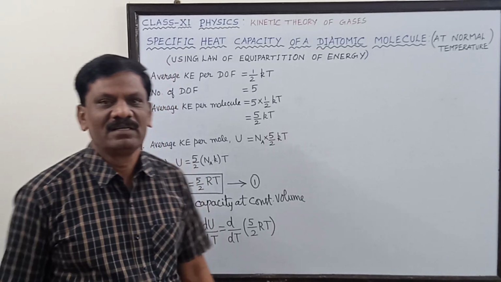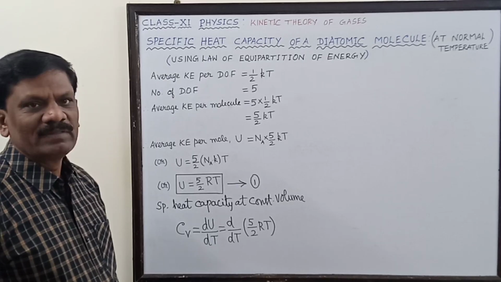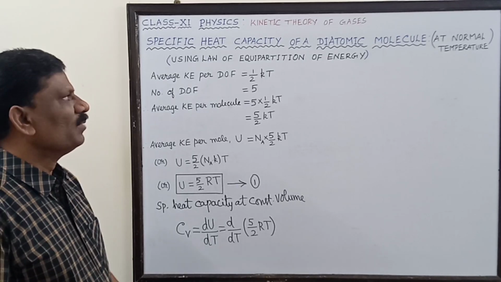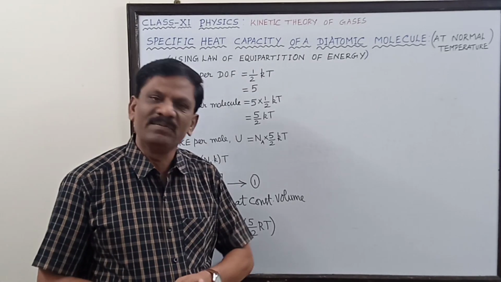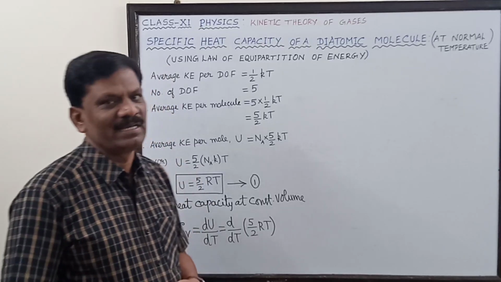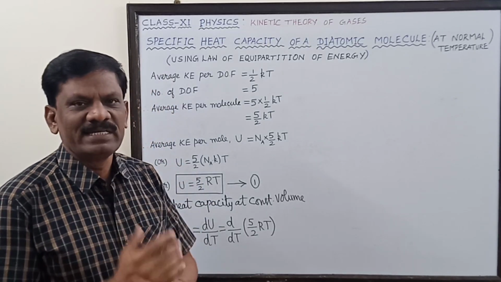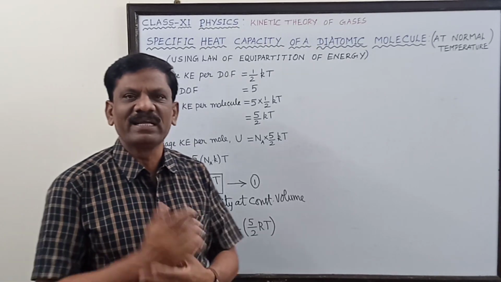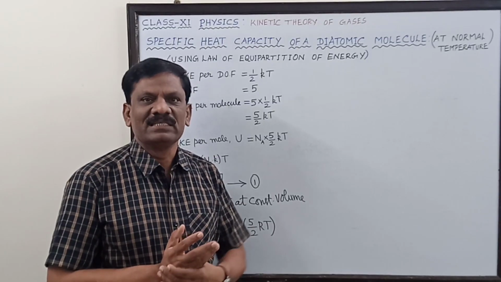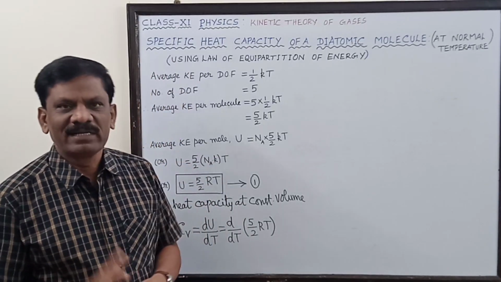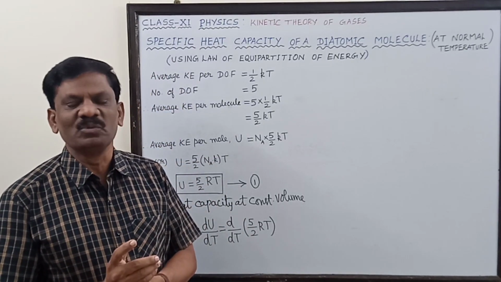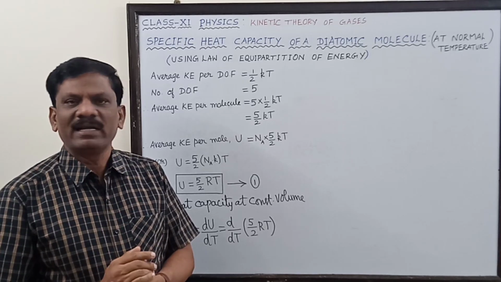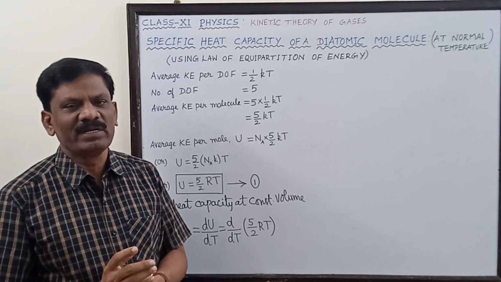Hi students. Now we are going to derive the expressions for the molar specific heat capacities Cp and Cv for a diatomic gas molecule. So what is a diatomic gas molecule? For example, we take hydrogen, oxygen, nitrogen. The hydrogen gas is represented by H2, so two atoms of hydrogen make a hydrogen molecule.